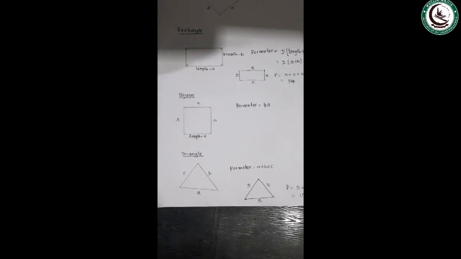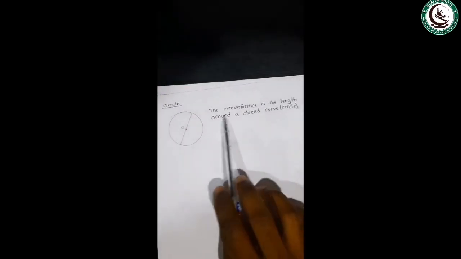For an equilateral triangle, all the sides are equal. So that would be A. So the perimeter is 3 times A, that is 3A. Now we look into the perimeter of the circle. We don't call it perimeter, but we call it circumference. So the circumference is the length around a closed curve. And we know that the circumference over diameter is equal to pi.